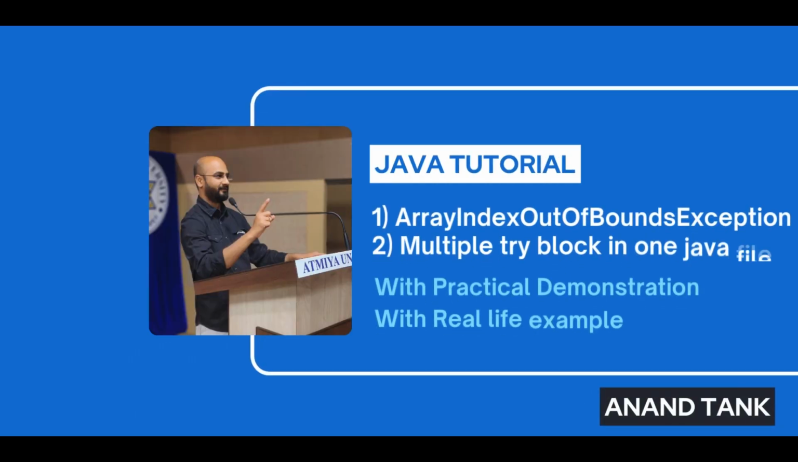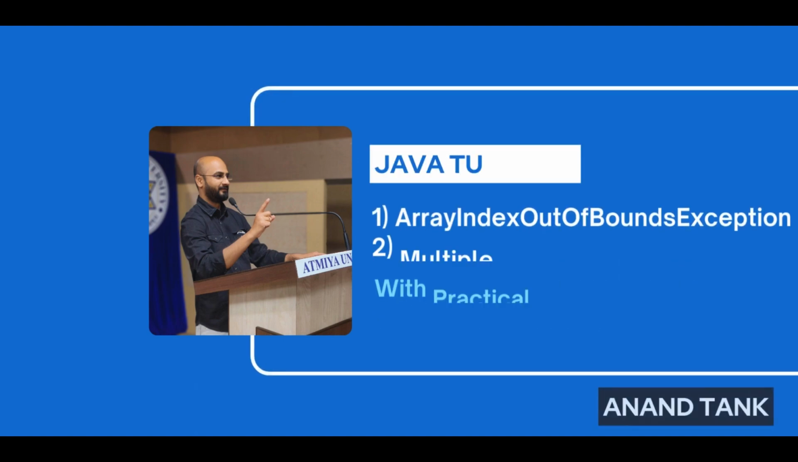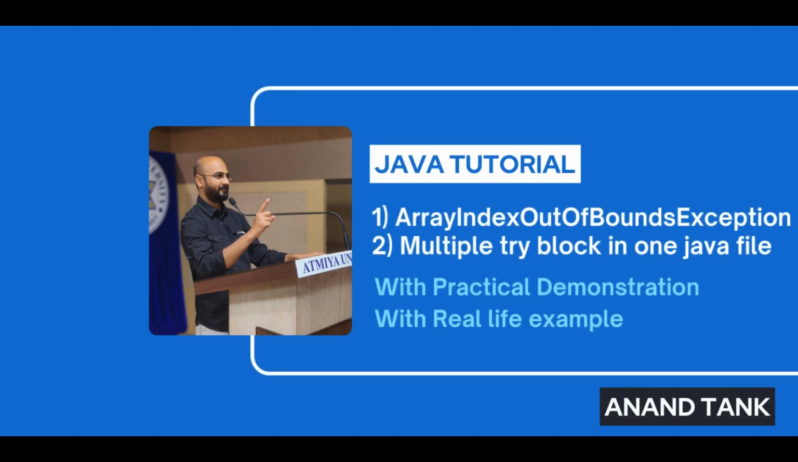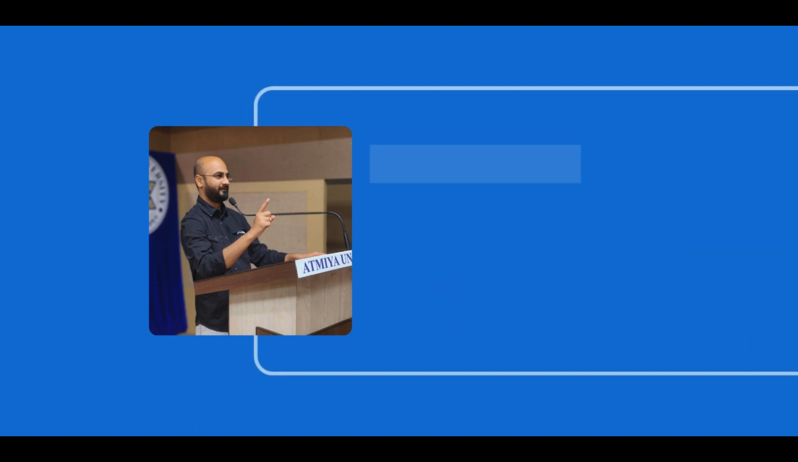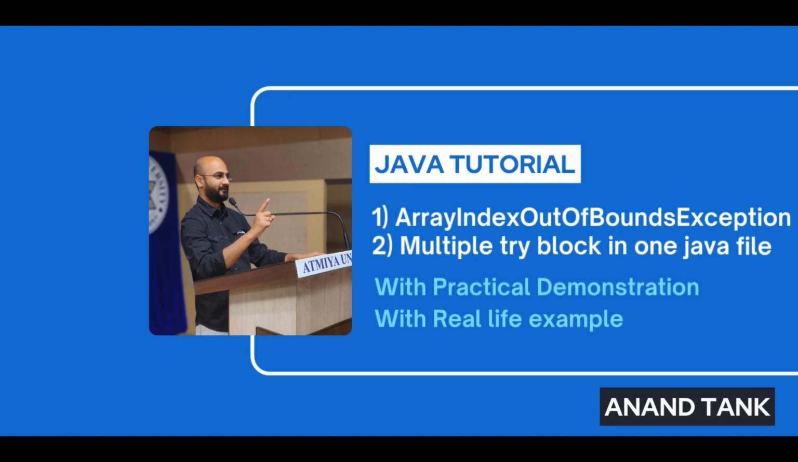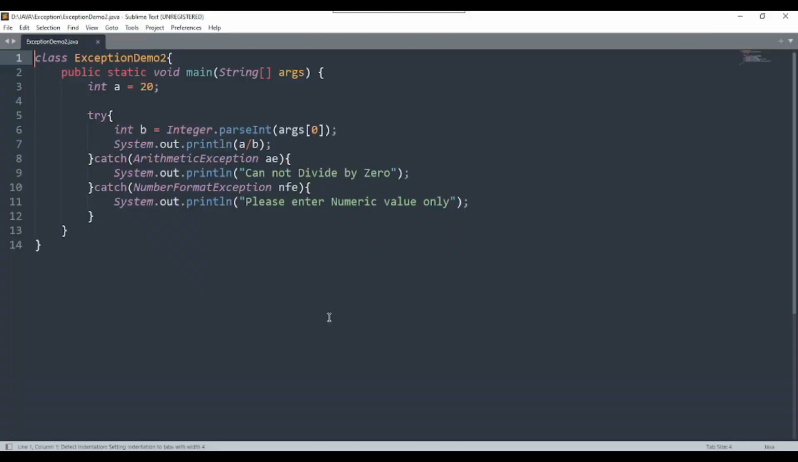Now, in this video, we will learn about the array index out of bound exception and multiple try in one Java file practically. So, let's start the session. This is the program that we discussed in our previous video. Now, in this, we are handling two exceptions, arithmetic exception and number format exception.